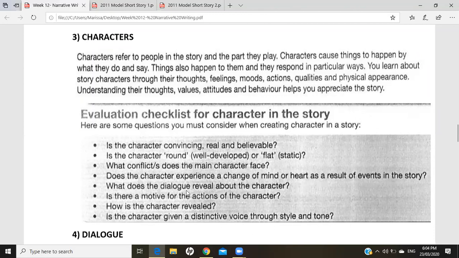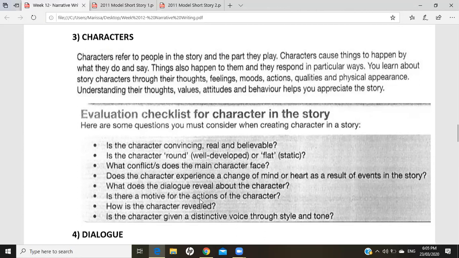The next thing is, what does the dialogue reveal about the character? So dialogue is when you actually make them talk. And when you hear people talk is when you actually get a sense as to what kind of individual they are. So the same thing in the story. When you hear characters talk, you get a sense of feeling as to what kind of person the character is through their dialogue.